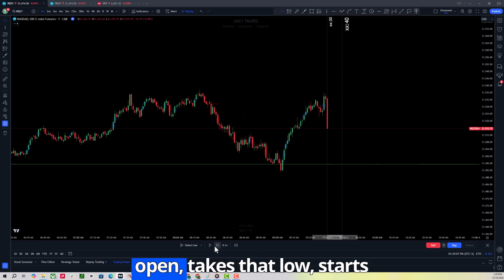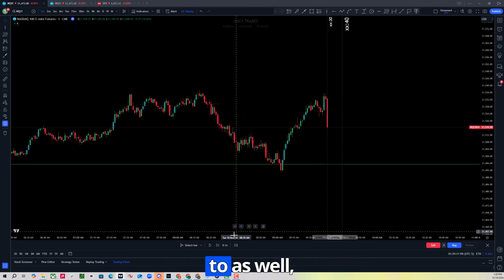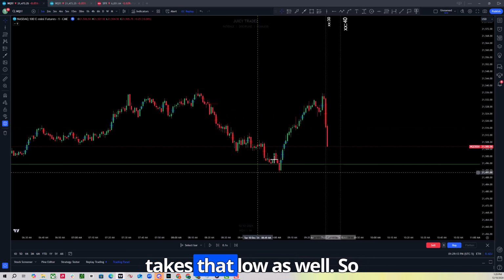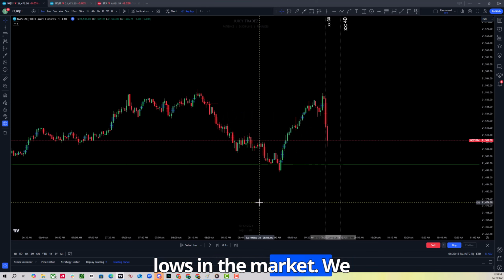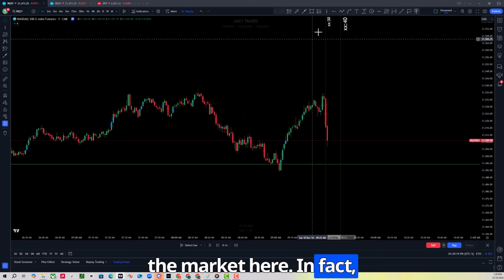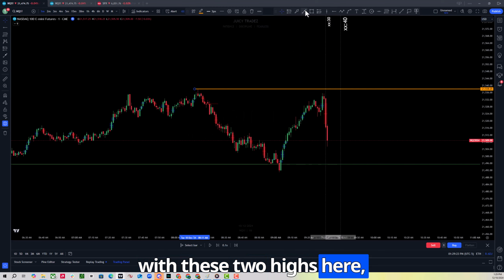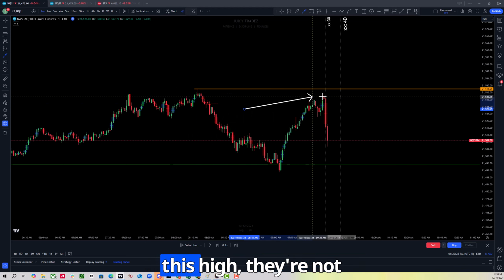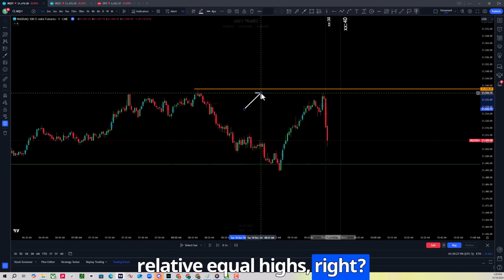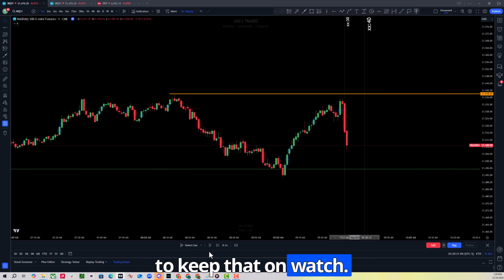So price, here's market open. Takes that low, starts to come down for this low too as well. Takes that low as well. So you got both of these lows in the market. We already touched the 50%. You still got this high open in the market here. And in fact, with these 2 highs here, this high and somewhat this high, they're not relative equal highs, right? But they're very close to being relative equal highs. I want to keep that on watch.